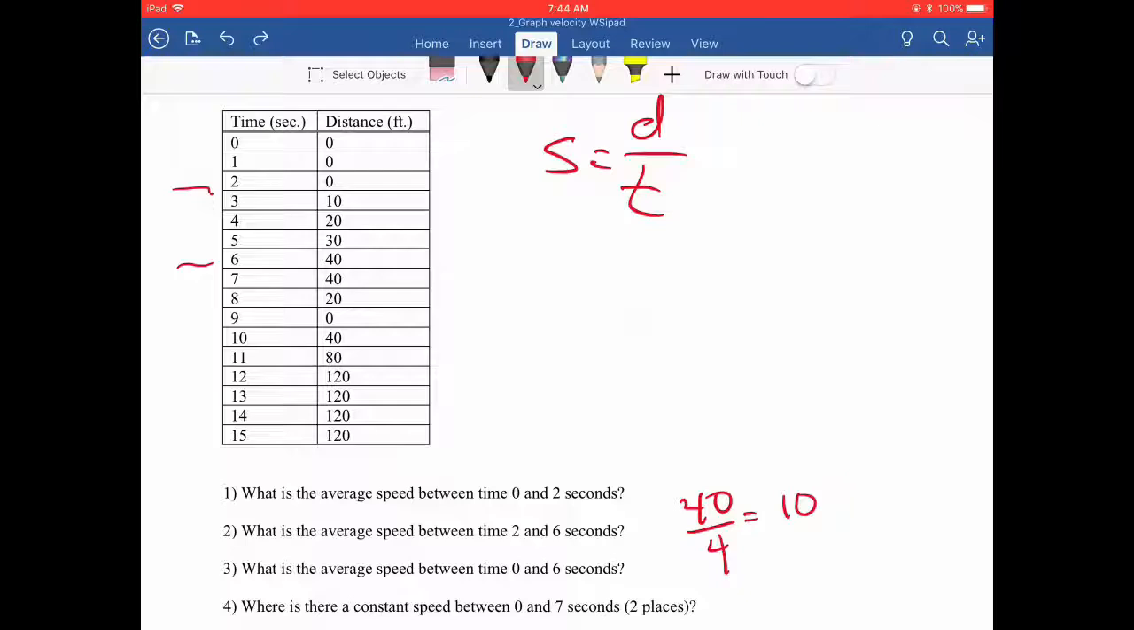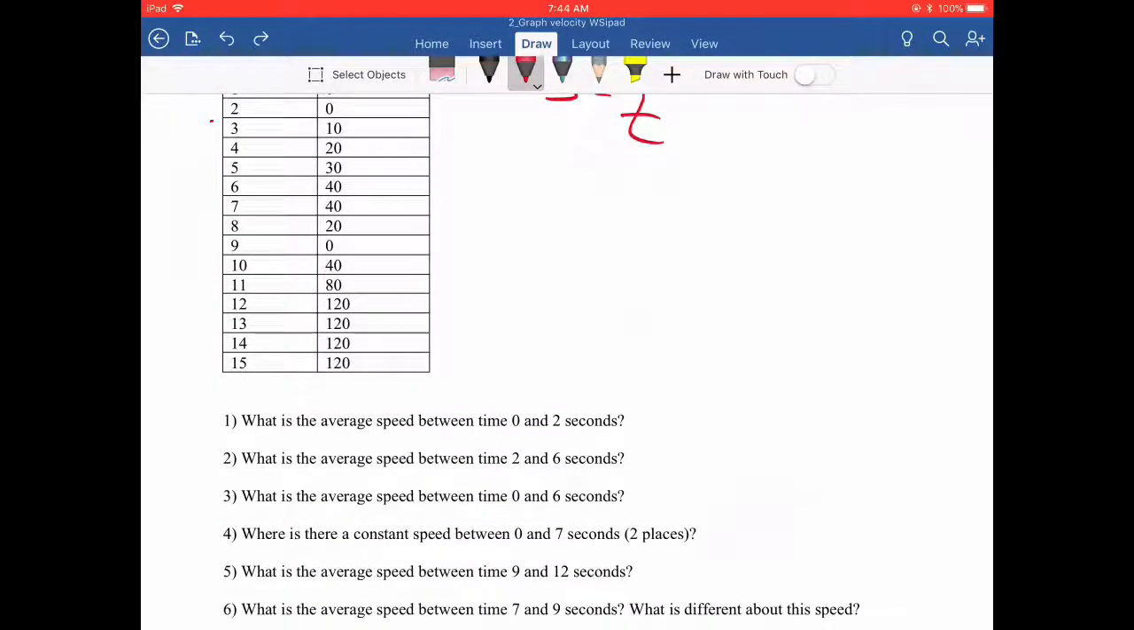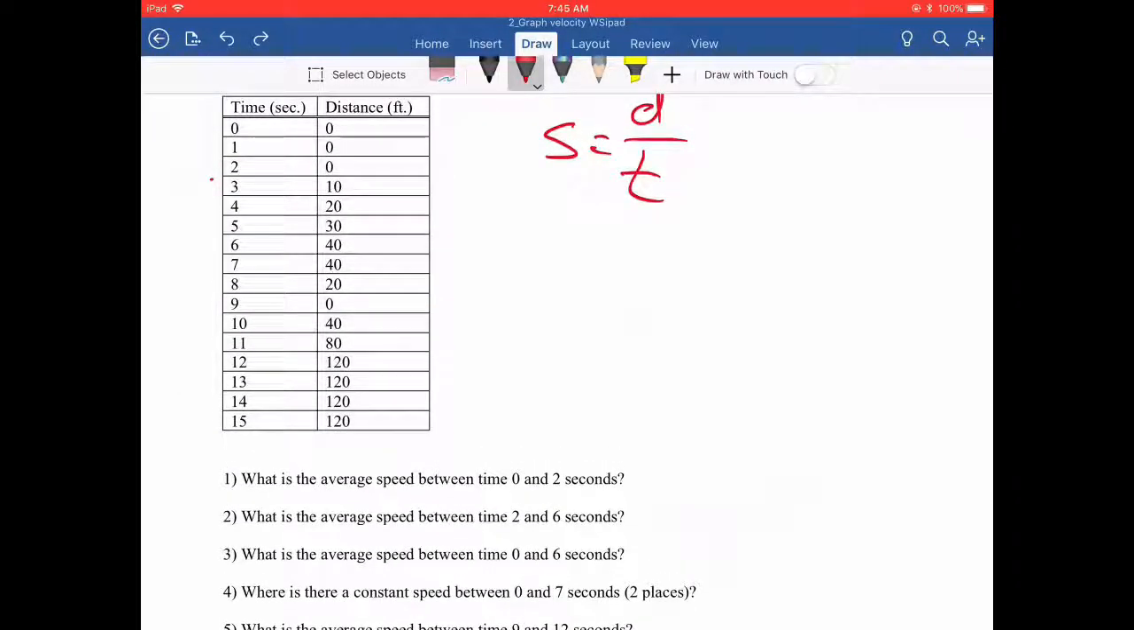I'm going to be erasing these as we go, just so my paper doesn't get cluttered up with this. So hopefully you got that. Next one says, what's the average speed between 0 and 6? Now again, we're using the times now from the very beginning to 6. The first 2 problems we did subsets of the total time.